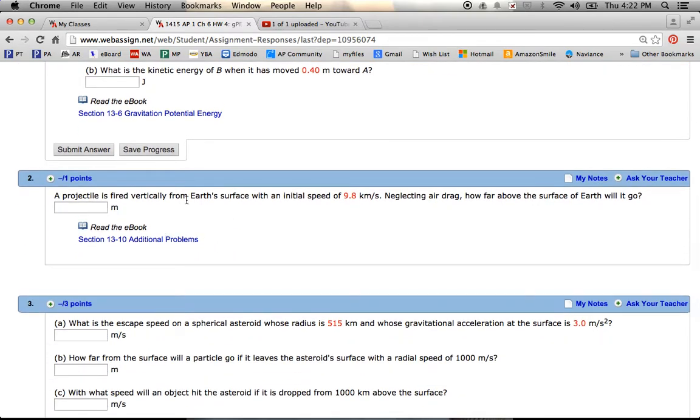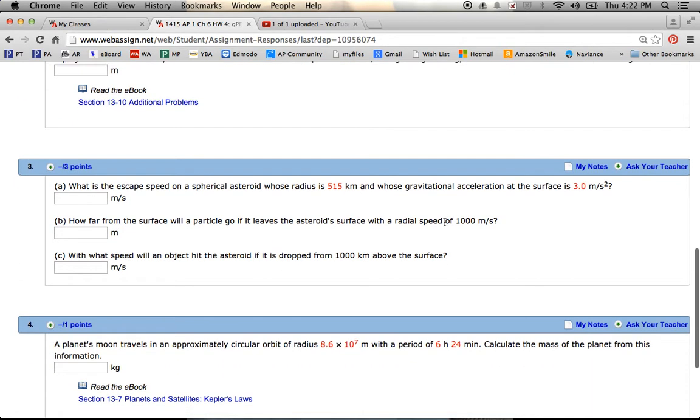Number 2 is just like the problem that we did in class where we fire a projectile upward from the Earth's surface. In class, we did one with, I think it was 5,000 meters per second. Mine here is 9.8 thousand meters per second, so 9,800 meters per second. And you want to figure out how high it goes. So just use the one we did in class as a model for that.